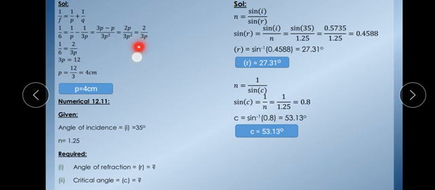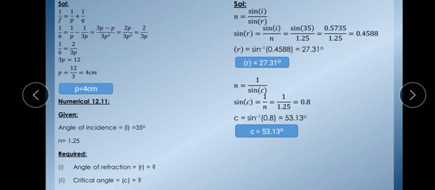It will become 2 by 3p. 1 over 6 will be equal to 2 by 3p. We will do cross multiplication there. 3p will be multiplied with 1 and 6 will be multiplied with 2. It will become 3p is equal to 12. So in the next step, 12 will be divided by 3 and it will become 4 centimeter. So the distance of the object will be 4 centimeter in this case.